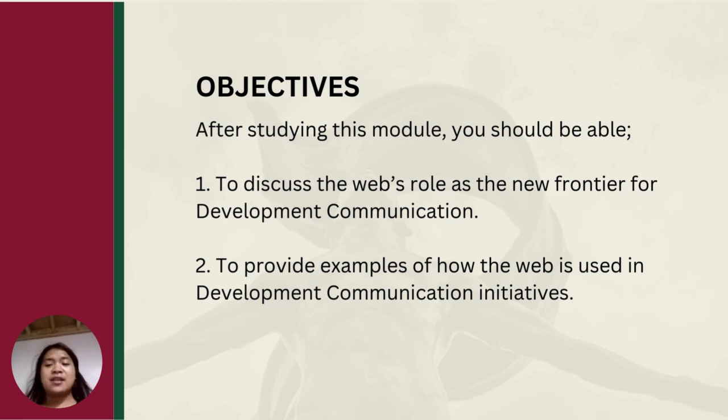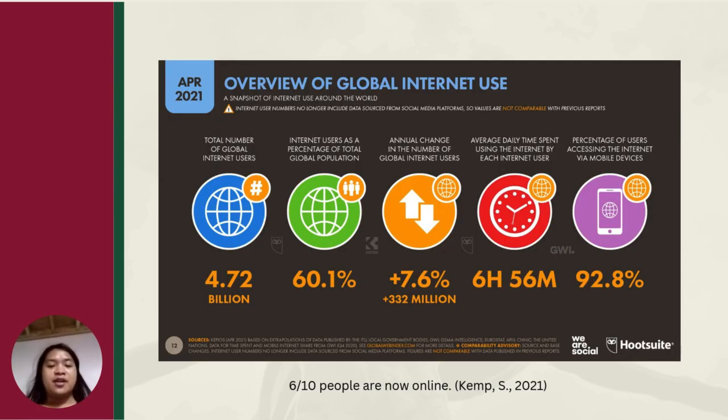So let me begin the presentation by showing to you guys a survey that I have found online. Although this survey was conducted in 2021, I still find it relevant to our discussion for today. According to the survey, 4.72 billion of the total world population are using the internet, which is 60.1% of the population. According to the survey as well, 6 hours and 56 minutes is the average total time that these people are utilizing the internet.